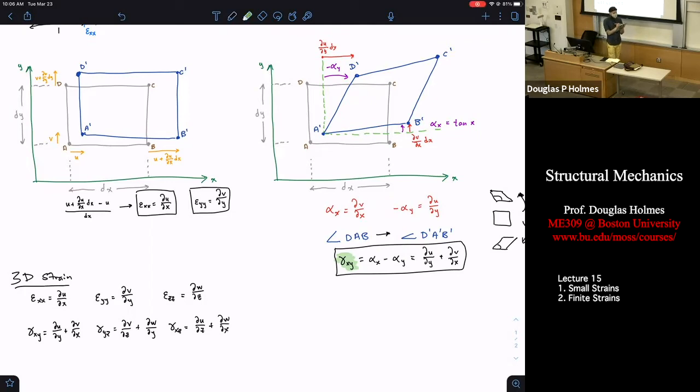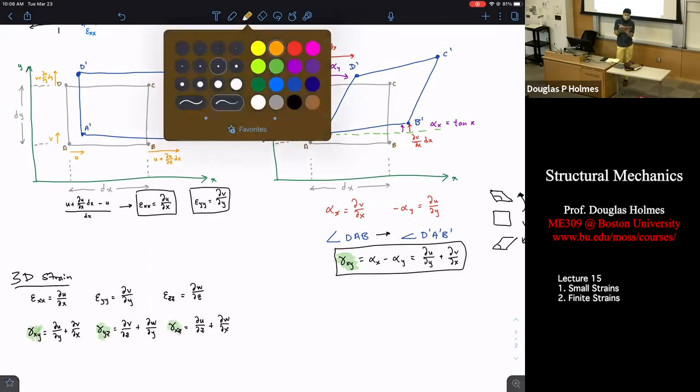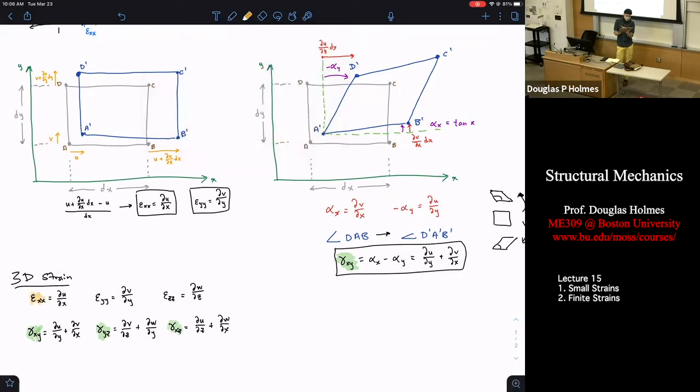We have this lingering problem, which is that these are written in terms of gammas, and these are written in terms of epsilons. And the only reason that's a problem is because we would like to be able to stick all these things into a tensor called epsilon. That's our strain tensor. We'd like to relate our strain tensor epsilon to our stress tensor sigma using a constitutive model. And these aren't epsilons. And so what do we do?